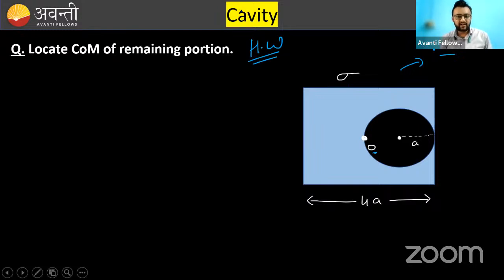Someone has answered. JNV Nasik says x-axis. Very good. It's symmetrical about the x-axis. That means the center of mass will lie on the x-axis only. There is no need to calculate the y coordinate of the center of mass. So it's your homework. Do it in your homework.